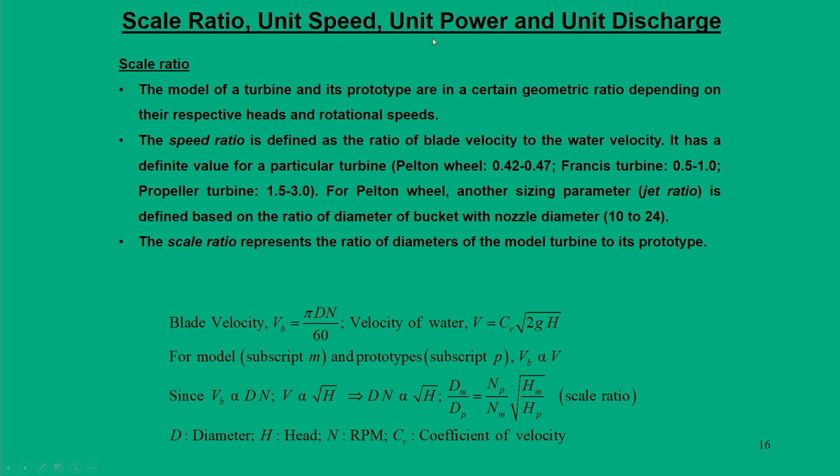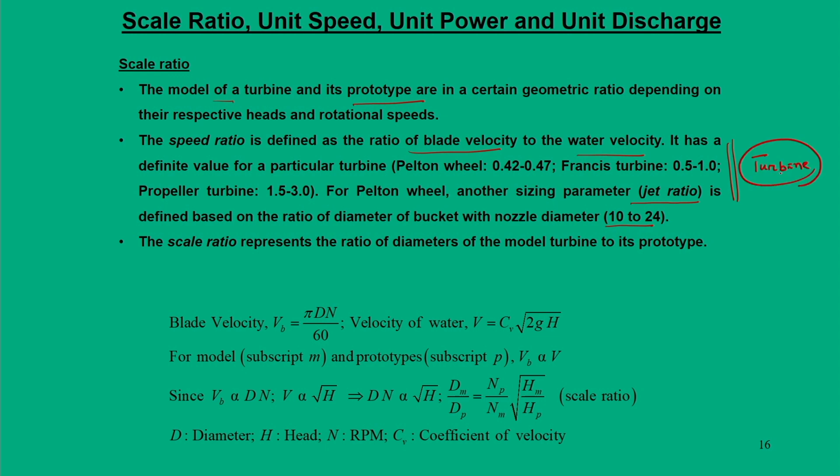Scale ratio, unit speed, unit power and unit discharge are mainly related with respect to model and prototype. But previously we have defined some terms like speed ratio, which is the ratio of blade velocity to water velocity, and for different types of turbines, Pelton wheel it is 0.4 to 0.47, Francis is 0.5 to 1 and propeller is 1.5 to 3. Also, with respect to Pelton wheels specifically, a jet ratio is defined, which is typically maintained 10 to 24, but these parameters are specific to the respective turbine.